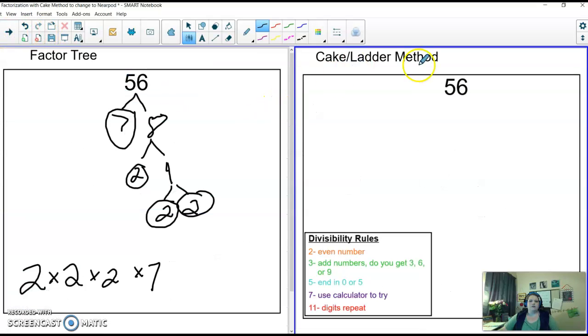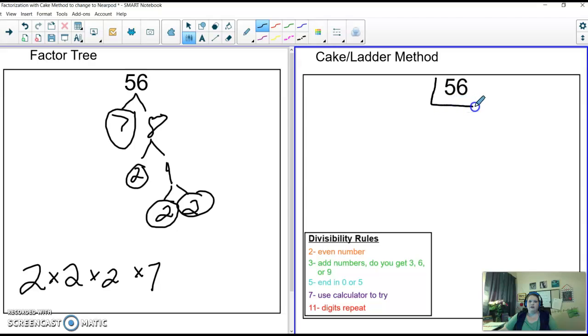I like to use the ladder method. So step 1 says that I need to look at my divisibility rules, which are right here, and go through it with my number. So, is this number 56 divisible by 2? Well, is it an even number? Well, it ends in a 6, so it's even. So it means I'm going to do step 1.